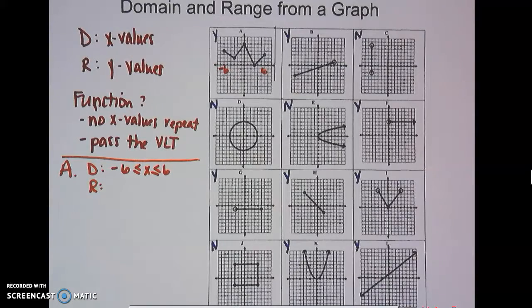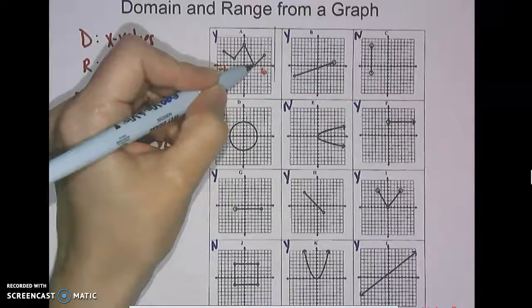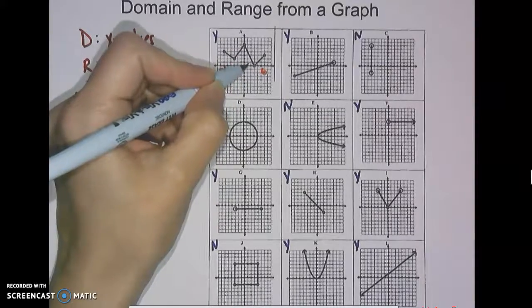And then we're going to do the same thing for the range, for the y values here. So if we're looking, here's the lowest y value, and that y value is going to be 0.